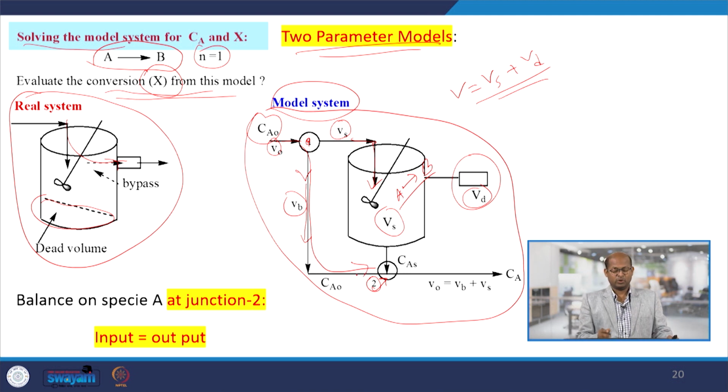We represent the model this way. Now Ca naught is here. When reactant molecules pass through the reactor and react, the converted stream has concentration Cas, and the bypass stream has concentration Ca naught. These are mixed here, and then we get Ca, the exit concentration. Based on that we have to find the conversion. Now Vb plus Vs, the sum, gives V naught.